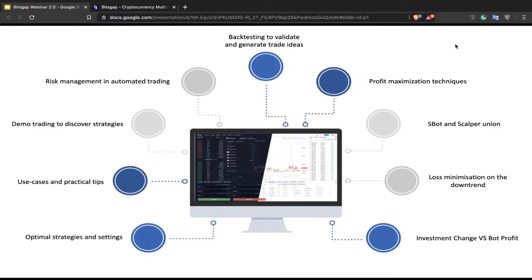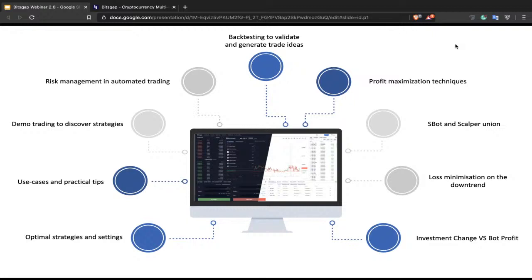I will also cover risk management principles that we have in automated trading. I will explain to you what backtesting is all about. That's our feature, quite unique, and we've implemented it in a way that you are able to use it to generate trade ideas. I will also show you some profit maximization techniques depending on the market conditions.